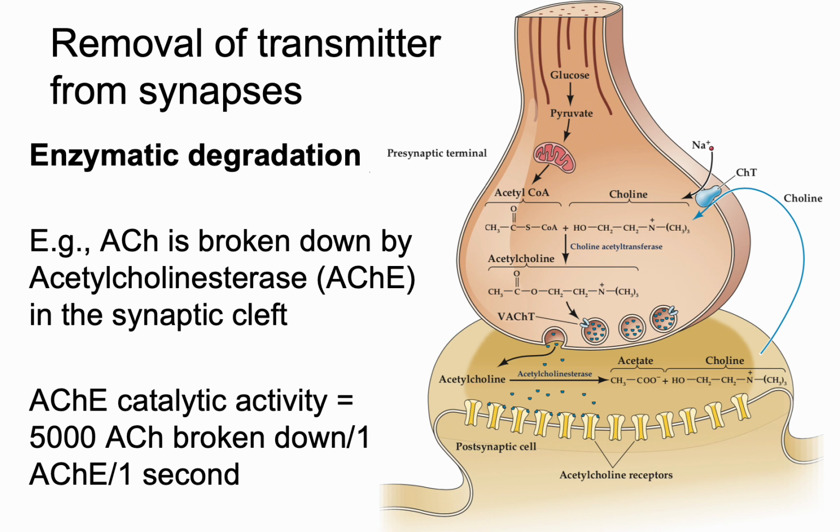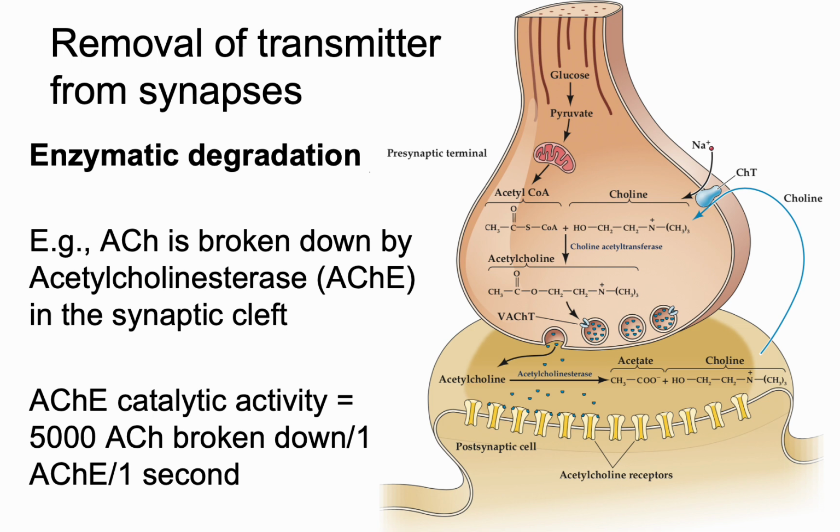And this is a pretty fast reaction. We can see here at the catalytic activity, the rate. About 5,000 acetylcholines are broken down for every acetylcholine esterase per second. So that's pretty fast. Now let's take a look at a real-world example of a toxin that affects acetylcholine esterase.